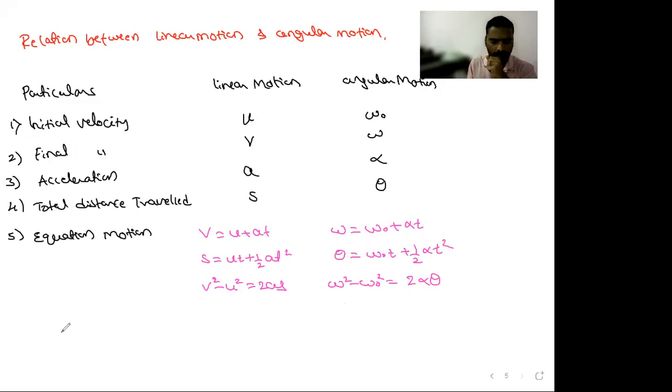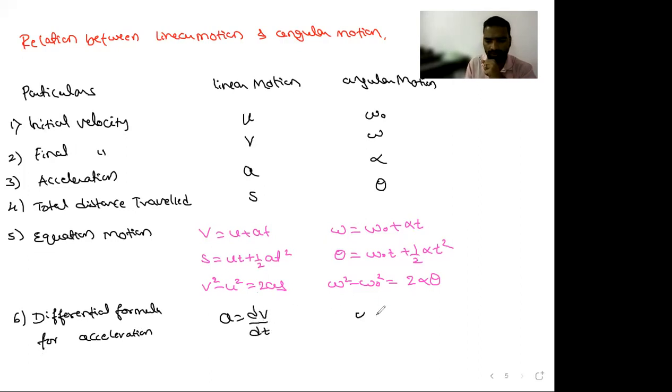Then the differential formula for acceleration. a is equal to dv by dt. So in the case of alpha, it is d omega divided by dt. Is it correct? Yes. Next, one more is the differential formula for velocity.